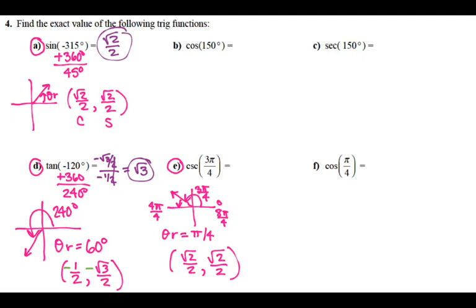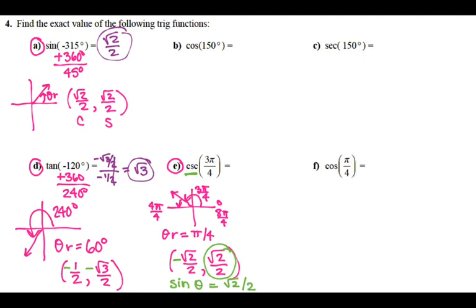And since I am in the second quadrant, that makes my x-coordinate negative. Now, whenever I have a reciprocal function, I want to find the original one first. So the reciprocal of cosecant is sine. So I actually want to find sine of my angle first. Well, sine is my y-coordinate. So sine is going to be root 2 over 2.